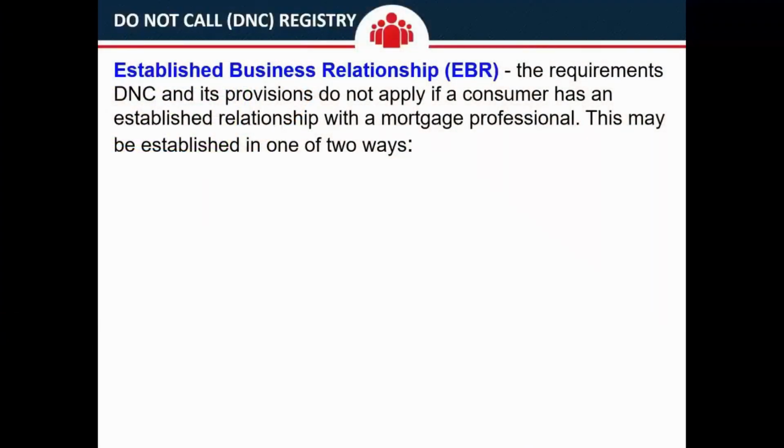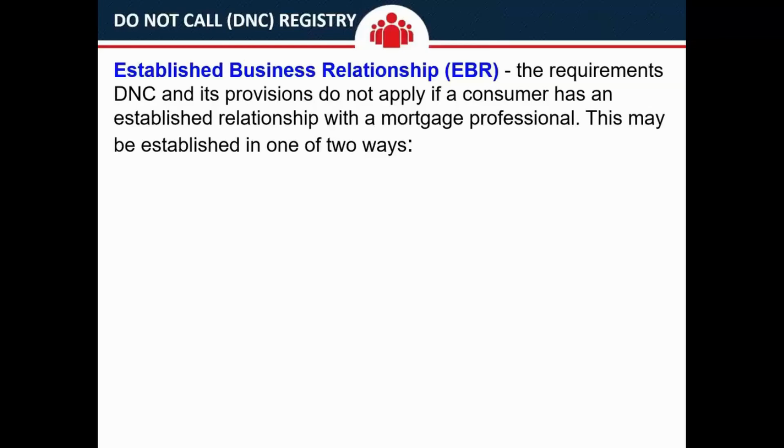The established business relationship, EBR rule, as it relates to the do not call list. Because if a consumer has an established business relationship with you, an EBR, the rules and regulations differ a bit. The DNC provisions do not apply to a consumer if you have an established business relationship with a mortgage professional. Meaning, if you have actually closed a deal with that person or done business with that person, you have what's called an EBR, an established business relationship.